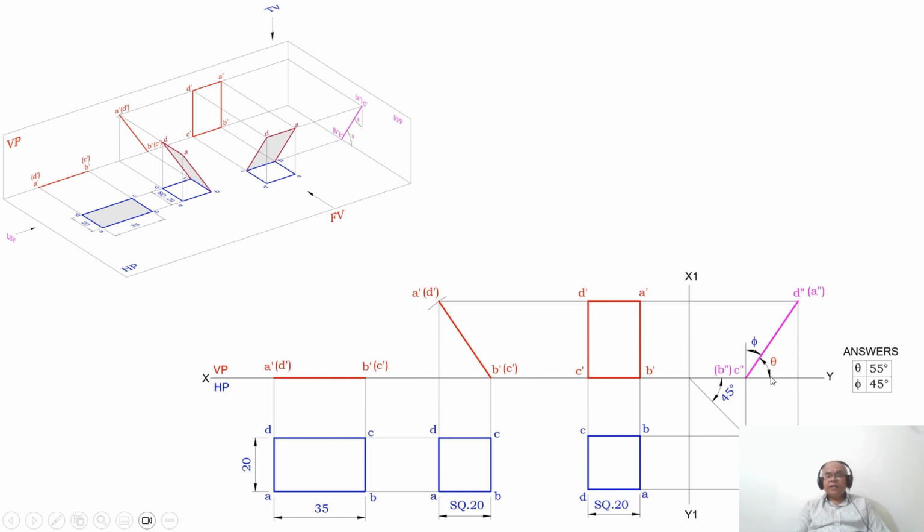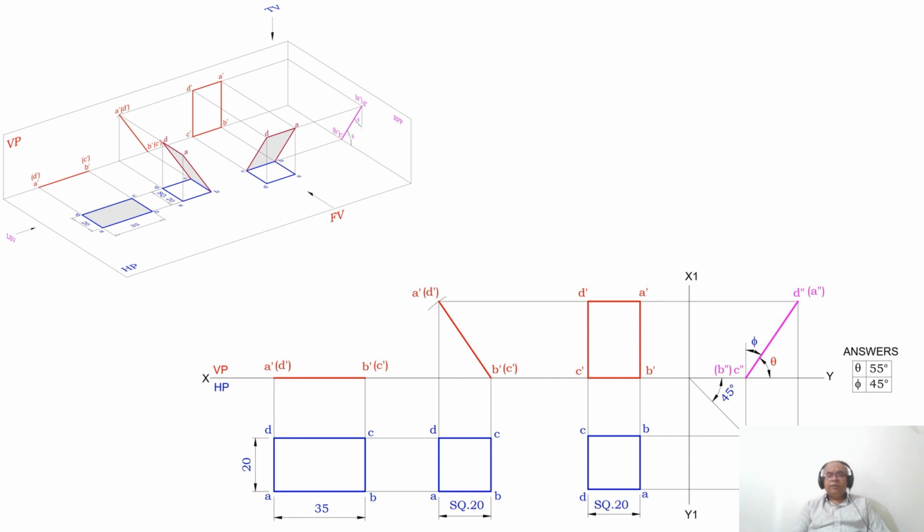The XY line gives the inclination with respect to HP. The X1 Y1 line gives the inclination with respect to VP, which is phi. So by using the protractor with reference to this horizontal XY line, you measure the angle in the counterclockwise direction, which is theta, which is 55 degrees. The sum of these two will always be equal to 90. Therefore, 90 minus 55, phi will also be equal to 45 degrees. The sum of theta plus phi is always a complementary angle, which is equal to 90 degrees. You should bear it in mind.